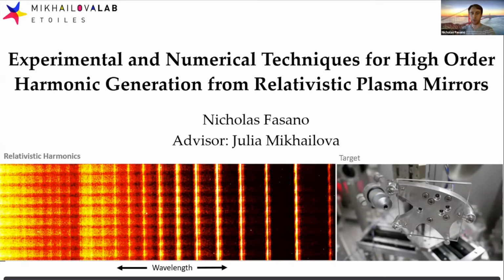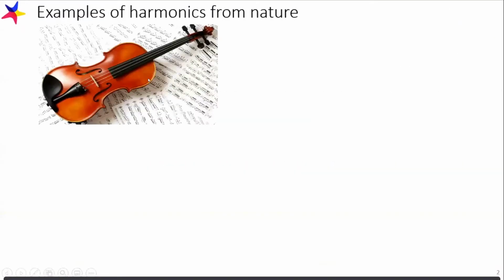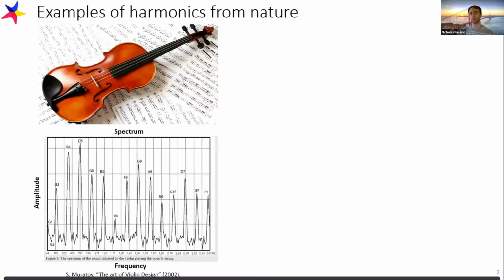But first, harmonics themselves are not unique to light or to relativistic plasma mirrors. In fact, harmonics are found everywhere in nature. For example, from music, you find harmonics when you pluck a string on a stringed instrument like a violin. When you pluck, for example, the G string, you don't just hear the fundamental note, you actually hear the harmonics of that string too.